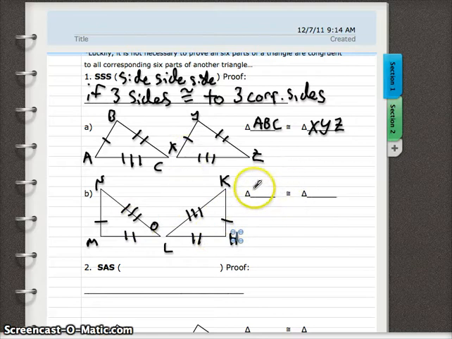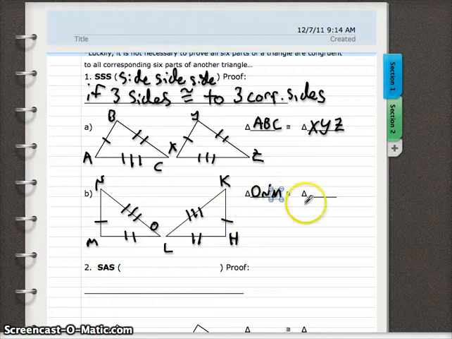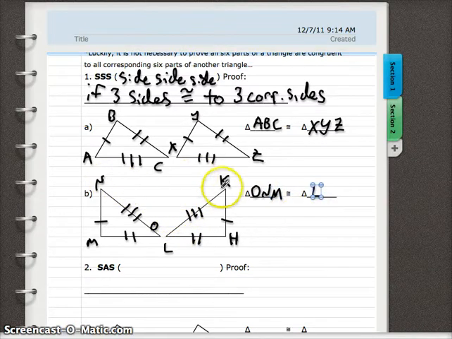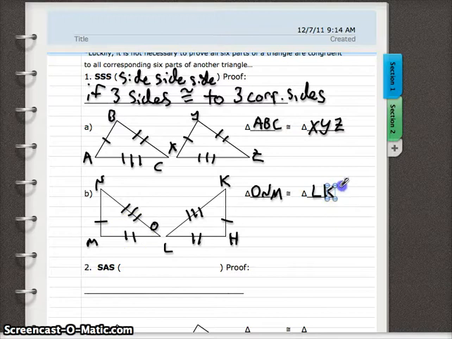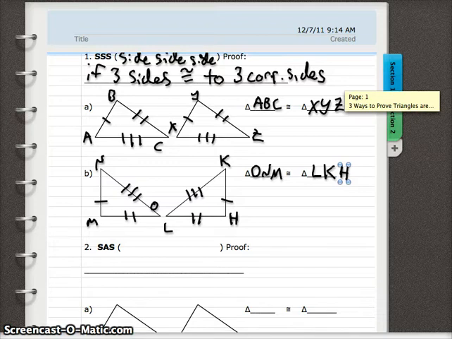So if we name this one, let's get crazy here, let's call it O-N-M, using the 3 letters in the name, the 3 vertices. So make sure that you line up corresponding parts on this one. What's corresponding with O? Well, L is. So L's got to go first. What's corresponding with N? K. So K's got to come next. And what's corresponding with M? H. So when we name congruent triangles, we make sure their names are corresponding in the same order.